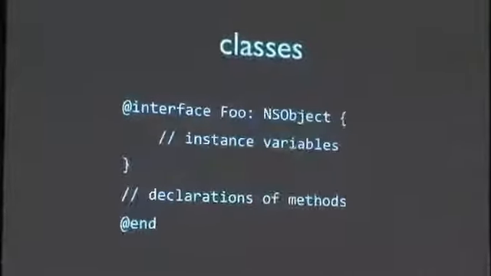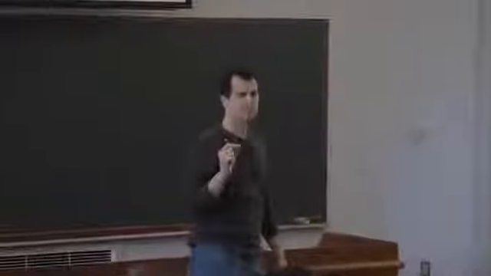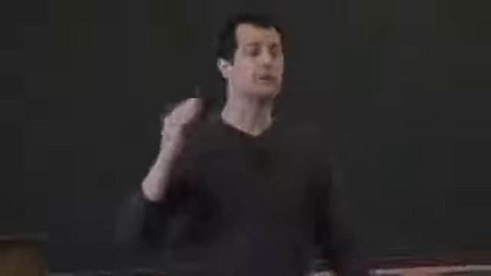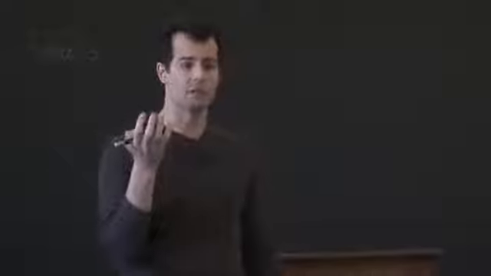Inside of the curly braces, you can put instance variables. What's the difference between an instance and a class variable? I know, yeah. Unless you instantiate the object, you can't use the methods. Perfect. So unless you instantiate an object of the class, you don't have instance variables accessible to you.